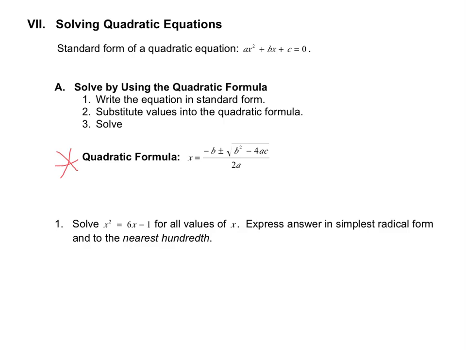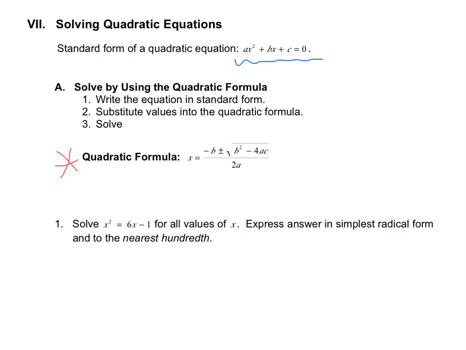Okay, now that you have everything copied down, as you recall, standard form of a quadratic equation is ax squared plus bx plus c equals 0, which means one side has to equal 0. And it doesn't have to be all pluses, it could be a combination of pluses and minuses or all minuses.